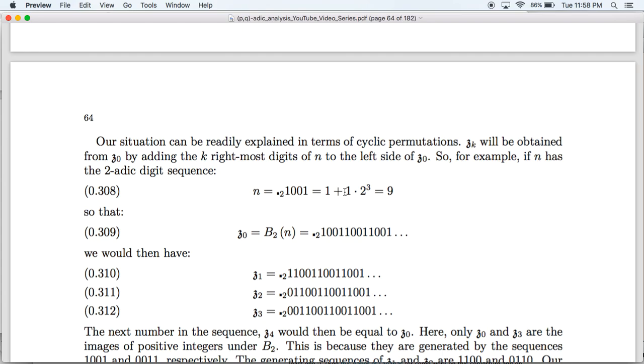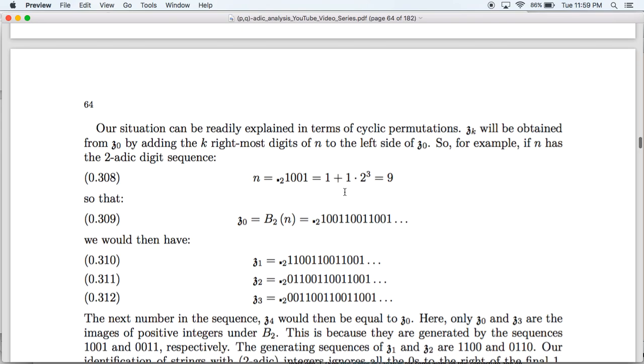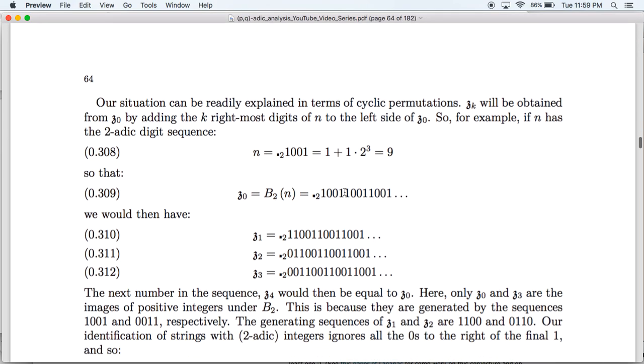So for example, if n has the 2-adic digit sequence 1, 0, 0, 1, so that z0 is 1, 0, 0, 1, 1, 0, 0, 1, 1, 0, 0, the z's which create the other elements of our cycle would be 1, 1, 0, 0, 1, 1, 0, 0, etc., 0, 1, 1, 0, 0, 1, 1, 0, etc., and 0, 0, 1, 1, 0, 0, 1, 1, etc. And the next number in the sequence, z4, will then be equal to z0.